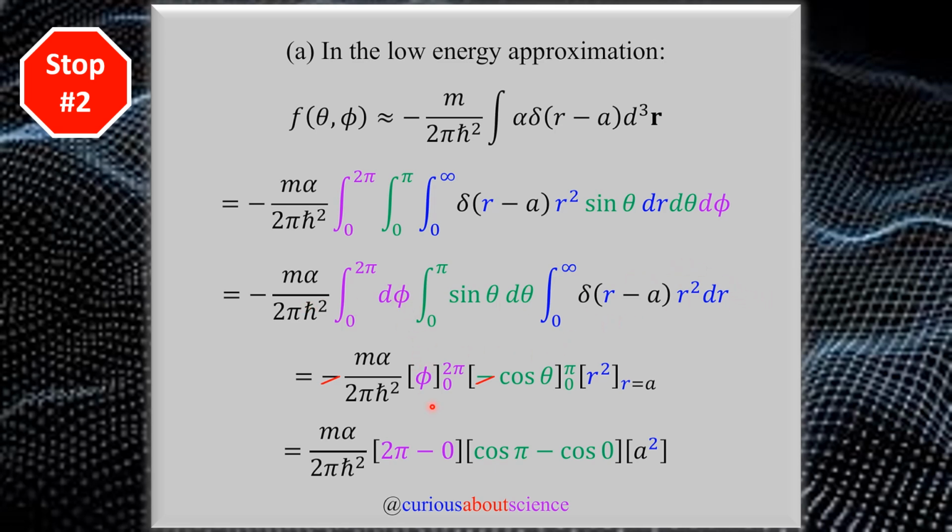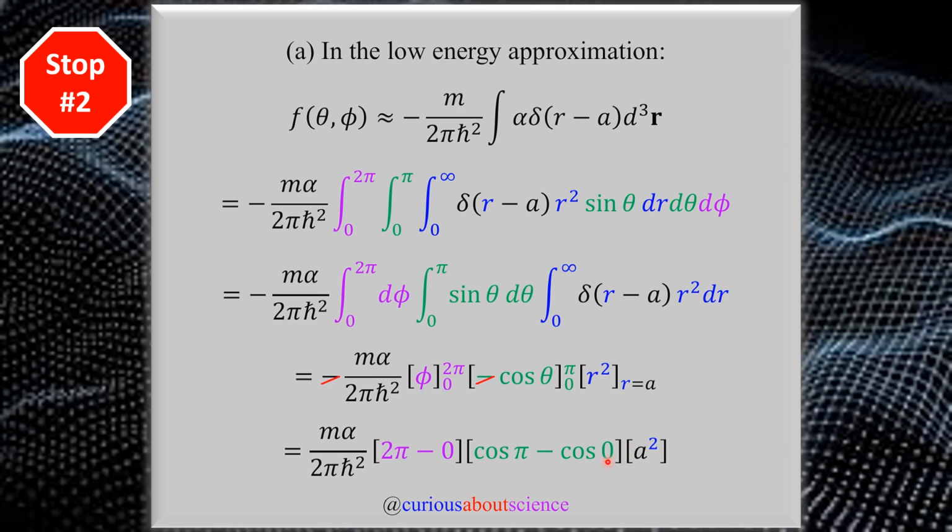We see that phi gets there, sine goes to negative cosine, so our negatives cancel, beautiful. And then we have the shifting property of the delta that we have always talked about. So shift that, and we need to evaluate r squared at r equal a, so the shifted value. And we're just left with 2 pi minus 0 from this. Cosine pi minus cosine 0. That'll simplify pretty quick, I think you know. And then we just get a squared.